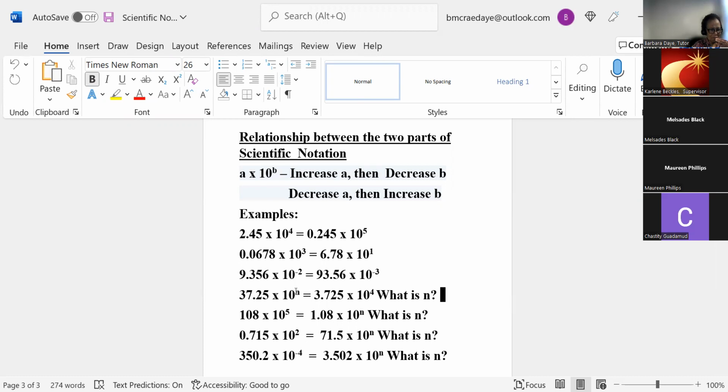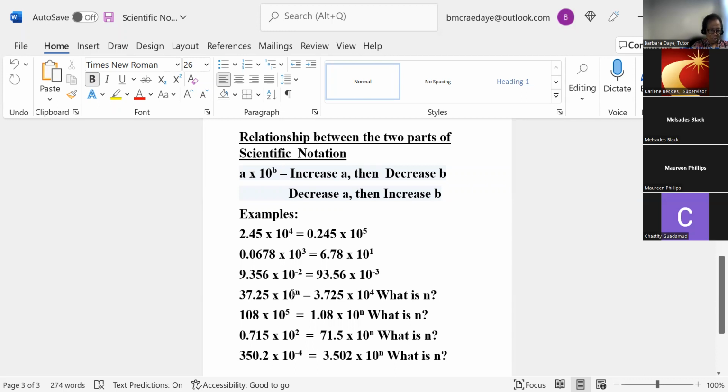Increase. It's supposed to be a decrease. Well, no, 37.25 to 3.725 is a decrease, right? Yes, 3.7 is less than 37. So that's a decrease. So if I did a decrease, then what happens with my power? It's supposed to be less. So N would be 3.